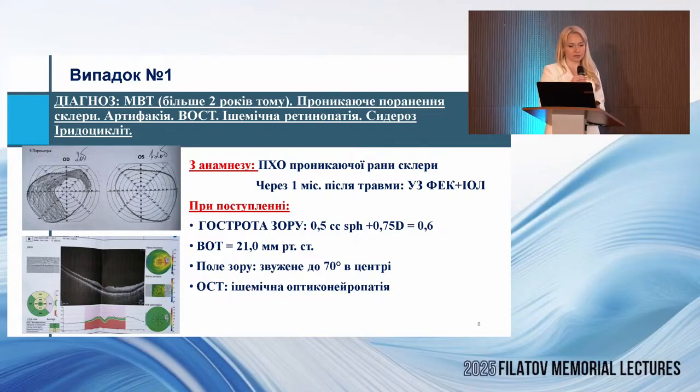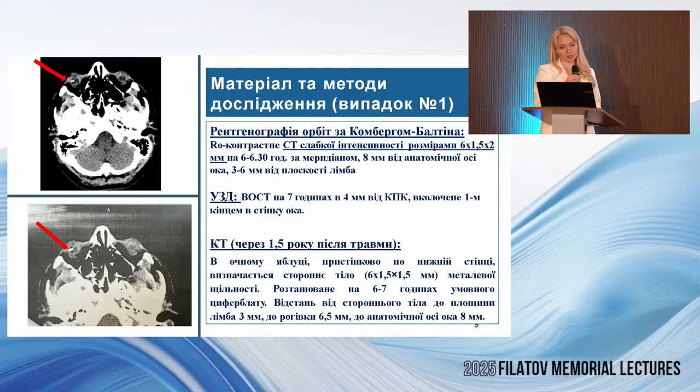month, phacoemulsification has been performed. The patient addressed us 2 years after trauma with visual acuity 0.6 with correction. The intraocular pressure was normal. So, in the X-ray of orbits, the foreign body has been found. With a low intensity, the size was rather small, 6 by 4 by 2 millimeters. During this CT, the position was similar inside the eye and outside the eye.